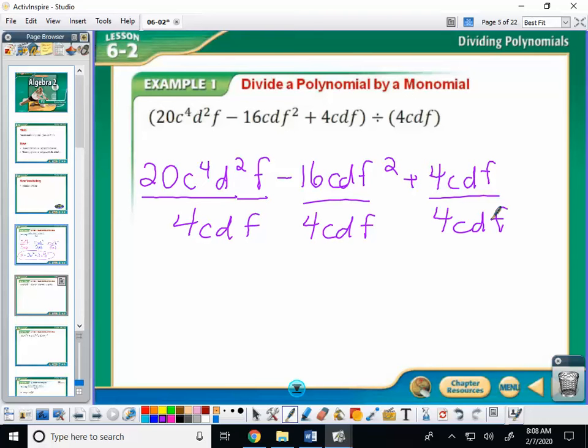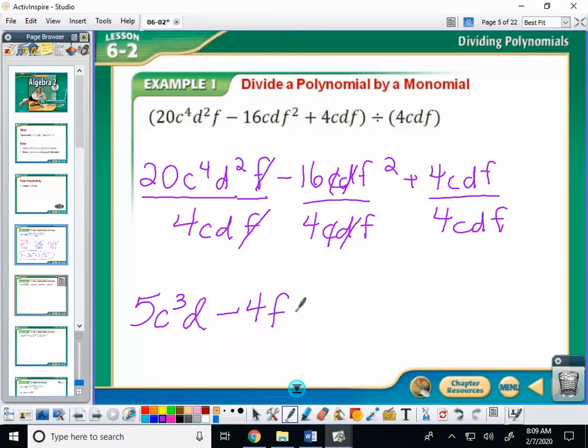In the first term, I'll start with my coefficients. 20 divided by 4 is 5. C to the fourth divided by c is c to the third. And d squared divided by d is d, and f divided by f is going to cancel. For the second term, we have negative 16 divided by 4, which is negative 4. C divided by c is going to cancel, and d divided by d also cancels. F squared divided by f is f. So I just have minus 4f as a second term.